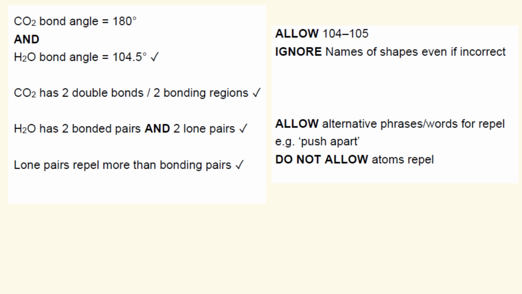Now, one thing that's quite important is you mustn't use the idea of atoms repelling because it's the electron pairs that repel. That's pretty much set in stone. So don't start using the idea of atoms repelling. Even though visualizing it with the bonds repelling, the atoms on the end of them might actually also move apart. But it's not that the atoms are repelling each other, it's the electron pairs in the bonds that are doing the repelling.